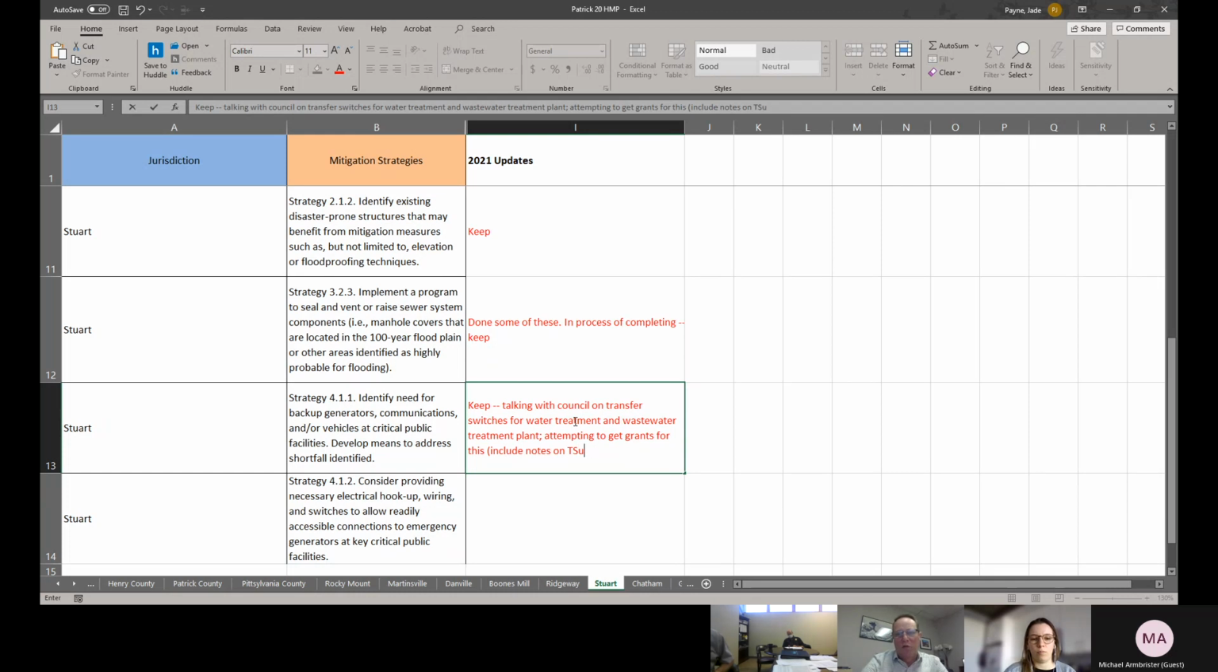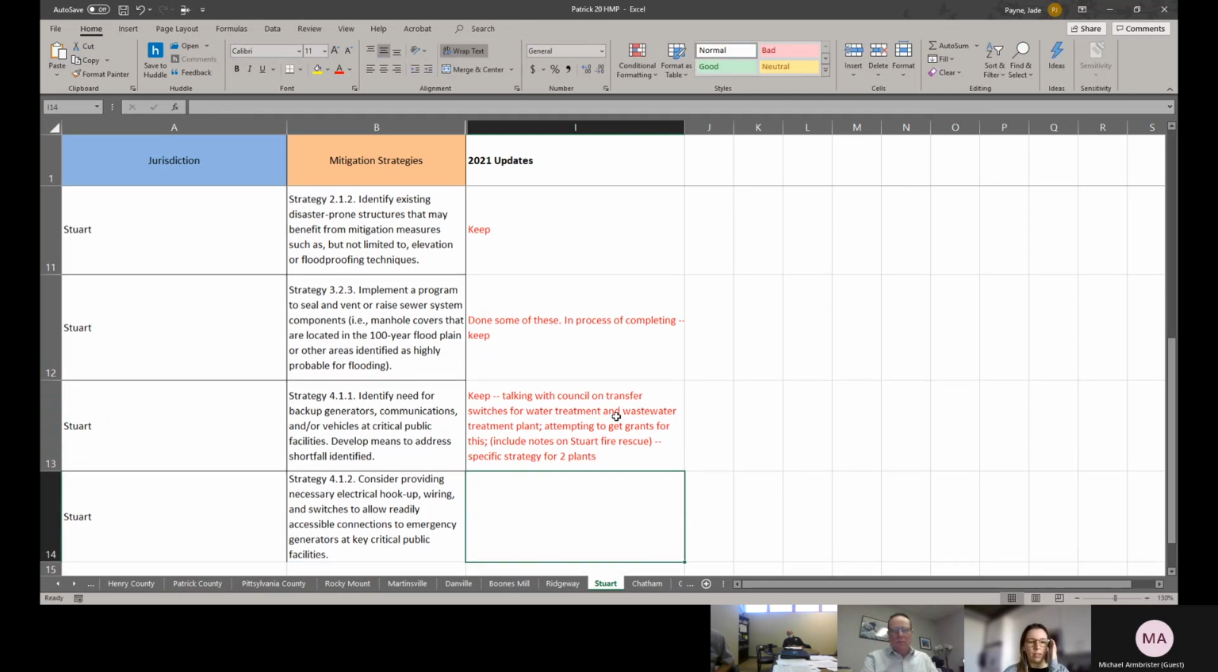So for those, I suggest we'll put that in as a specific strategy to get those for the 2 plants. And then even though you're working on it already, hopefully in 5 years from now, we'll be able to mark it as complete. Okay.